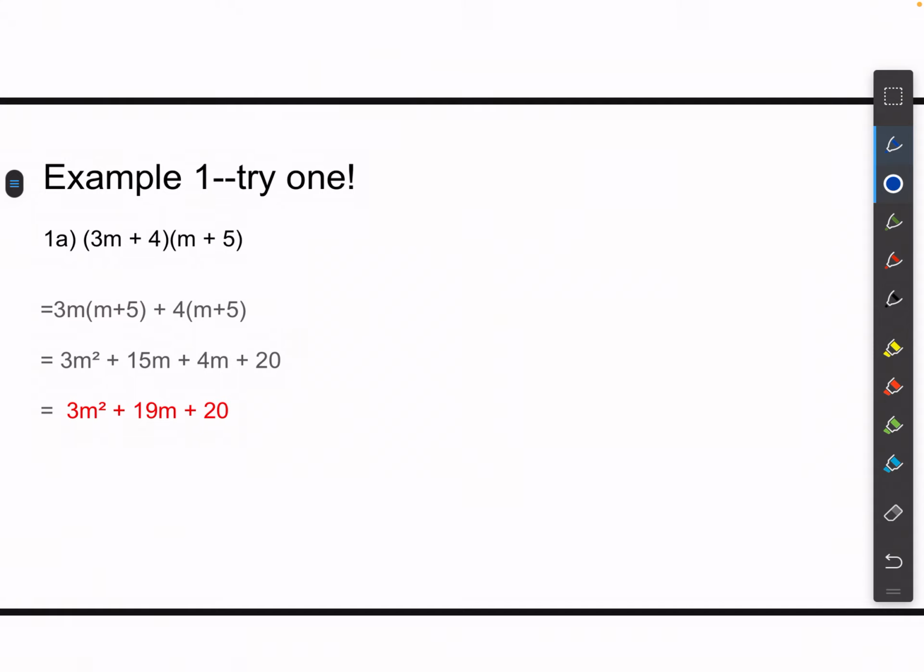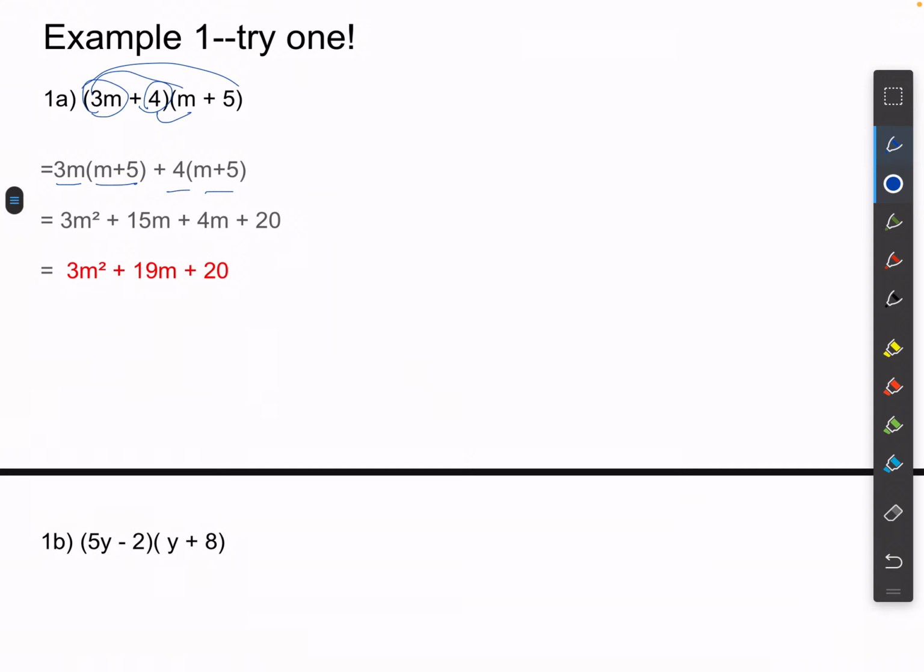So I want you to try one here. I don't know why it says try one and then gives you the answer, but if you look at 1a, notice what we did here. We took 3m and multiplied it by m plus 5, right? So 3m times m plus 5, and then we took the 4 and did the same thing, multiplied it by the same thing. And then, going back to our original lesson in the chapter, we combine these like terms. Same variable, same degree, those can be combined to the 19m. Don't try to combine it with this m squared, not the same degree.